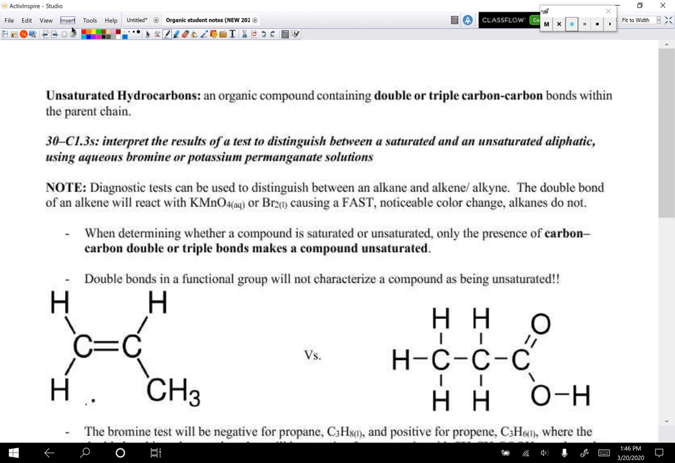So what we have right here is with these double and triple bonds, these are given a very specific name. It's called unsaturated hydrocarbons. And the definition is just an organic compound containing a double or a triple carbon-to-carbon bond. So you need to see that double bond in between 2 carbons or that triple bond in between 2 carbons.